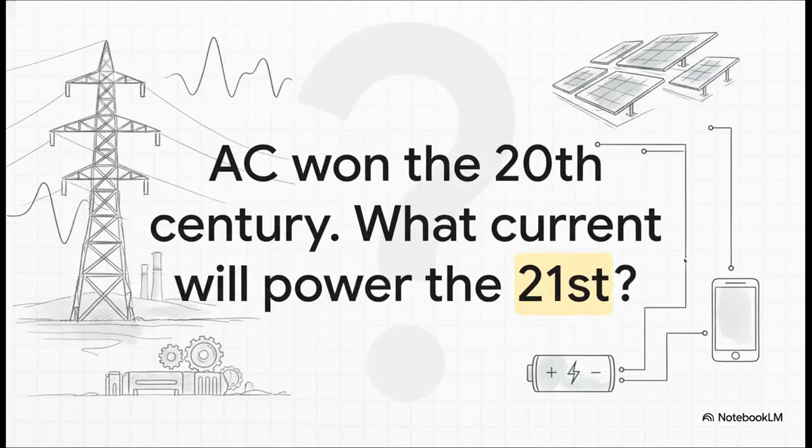You know, AC absolutely won the war of the currents to build the grid of the 20th century. There's no doubt about that. But as we look to the future, with solar panels, huge battery banks, and all of our electronics, which are all inherently DC, it really makes you wonder, what kind of current will truly power the 21st century?